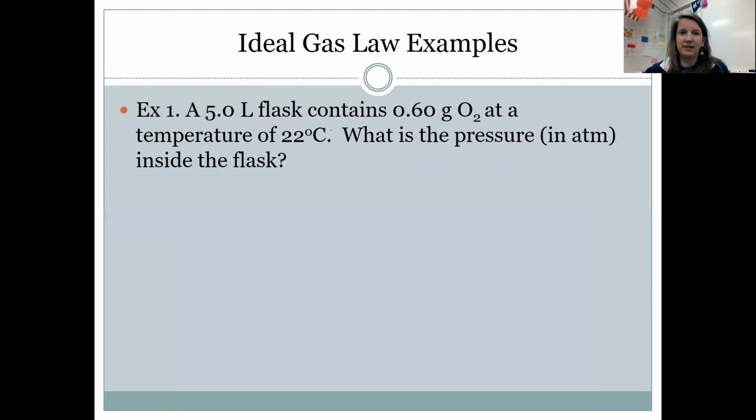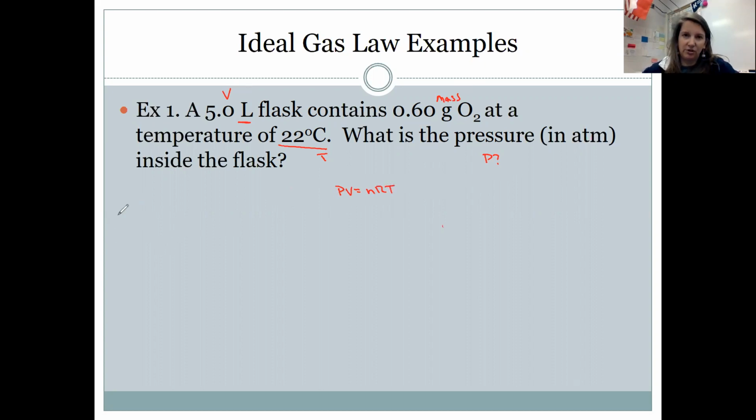So when we look at this example here, so I'm trying to find my draw tool. When we see liters, that's indicating a volume, contains 0.60 grams, that's a mass, of oxygen at a temperature of, so that's a T. And we're going to be looking for our pressure. So you can see we only have one of each thing, which means we're going to have to use PV equals nRT.